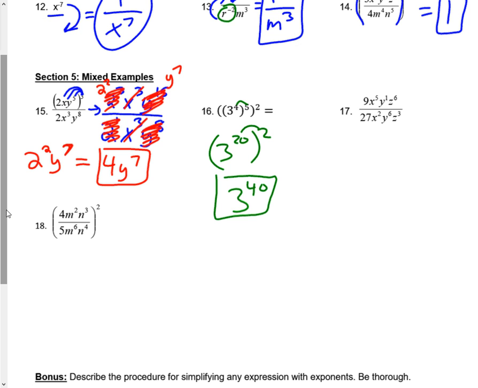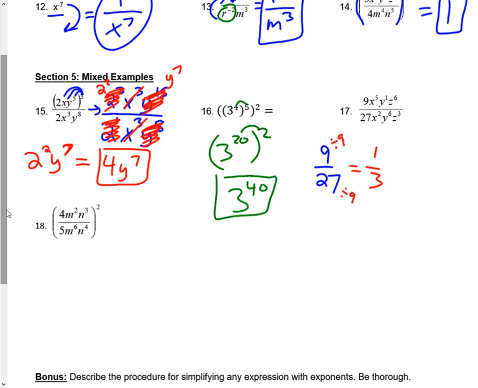Number 17, lots of things can cancel out. I want to start with the 9 over 27, and I'm going to pull it out here just to show you that it's a fraction. It's a fraction, 9 over 27. We can simplify that, just like you reduce fractions. Find something you can divide them both by. You could divide them both by 3, but you could also divide them both by 9. And you get 1 over 3.